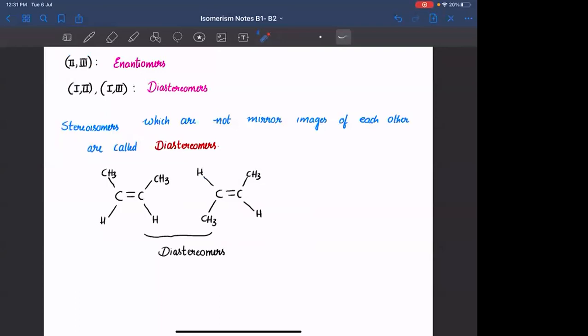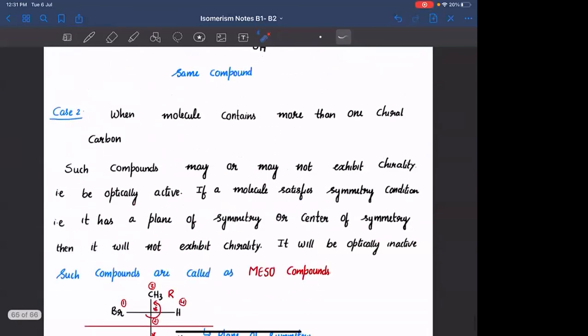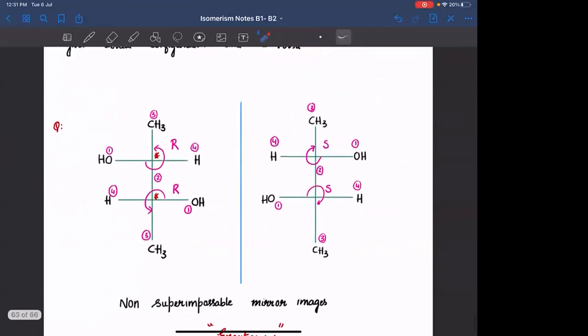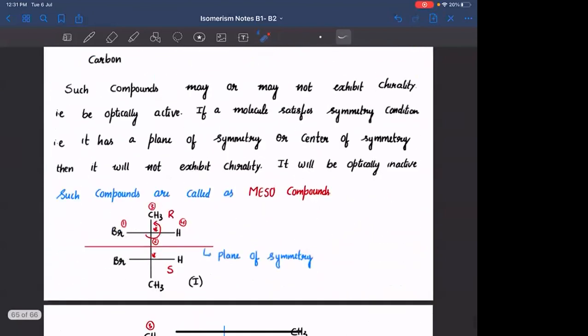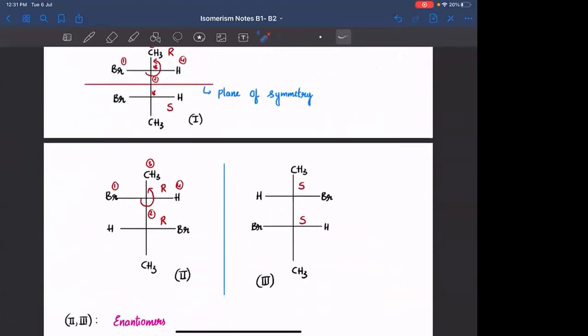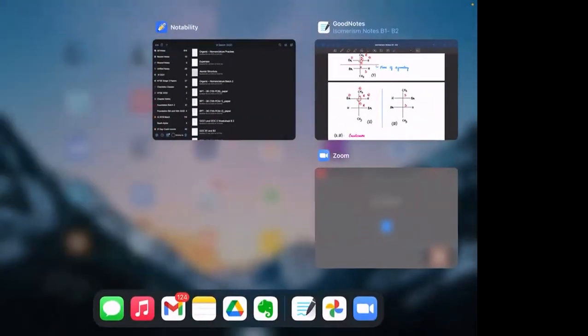Okay. Please go through the definitions, everyone. Once again, I will be posting the notes. Please go through the definitions. We will continue in the next lecture. These definitions are very important for your boards, 12th boards. Okay. Thank you.